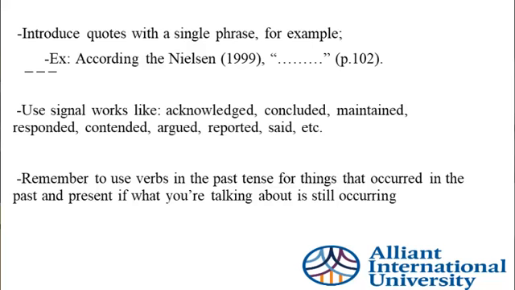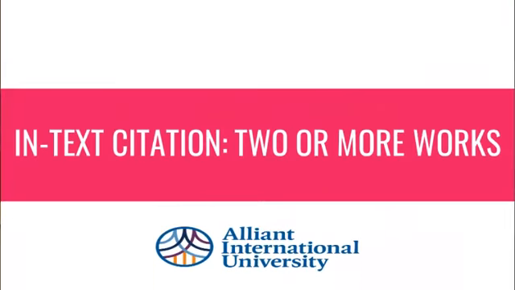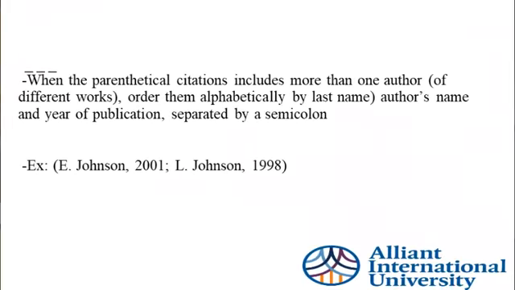So if you have two or more works for in-text citation, in this case we have two different authors and two different studies. When the parenthetical citations include more than one author of different works, order them alphabetically by last name, with the author's name and year of publication separated by a semicolon. Again, Johnson is a common last name, so we want to be sure that we still indicate that these are two different authors and two different studies.